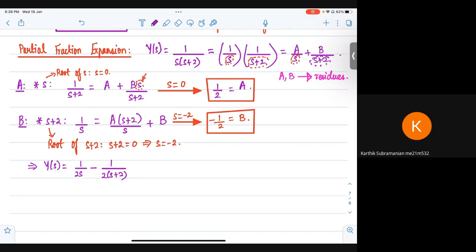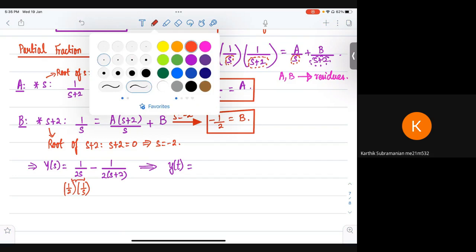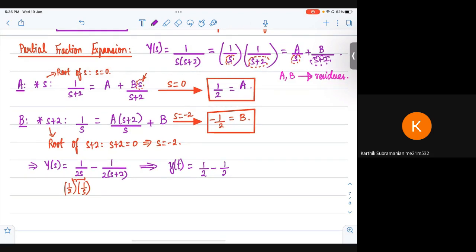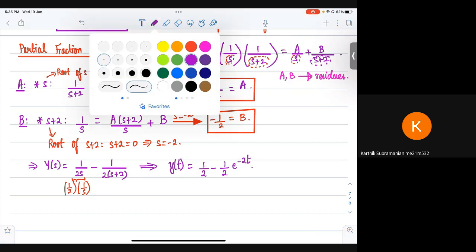Now we take the inverse Laplace transform of it. Once we get it, we just go to the table of Laplace transforms and write it down. This part I can write as 1 by 2 multiplied by 1 by s. I'm doing all these detailed calculations once so that we are clear about it. The Laplace transform of 1 is 1 by s, so the inverse Laplace transform of 1 by 2s will be just 1 by 2. It becomes very simple. Then minus 1 by 2 e power minus 2t. How did I get this part?